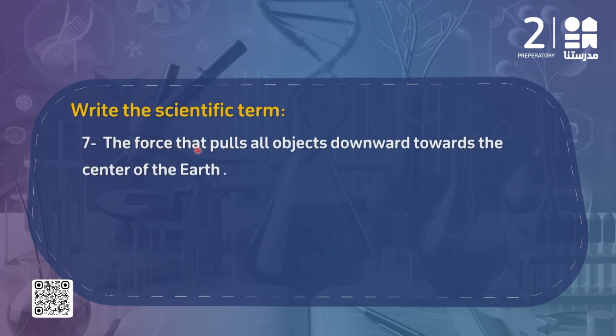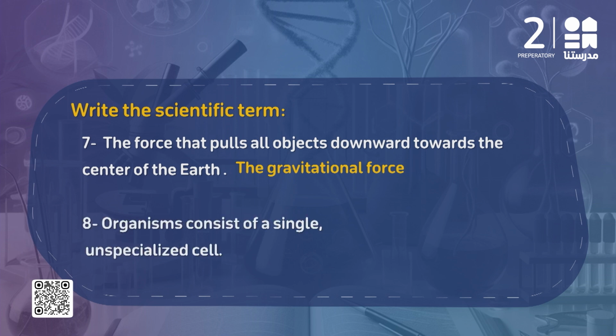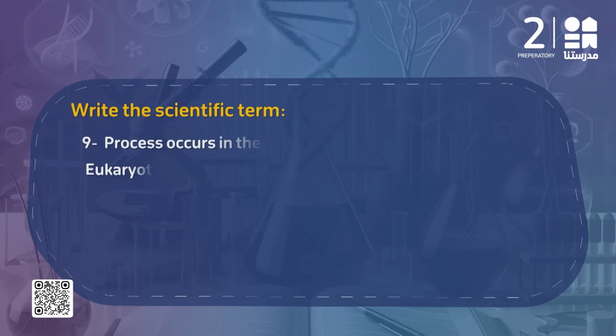Question number 7 tells you the force that pulls all objects downwards towards the center of the earth. Right away we remember the gravitational force. Question number 8, organisms consist of a single unspecialized cell. These are known as the unicellular organisms, because the whole body of a unicellular organism acts as a single cell.